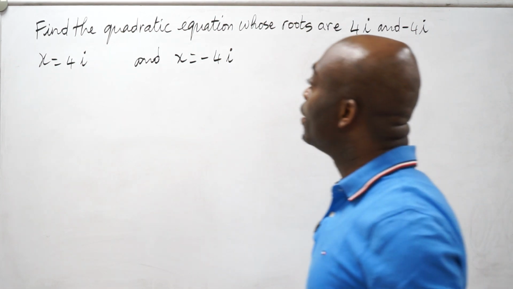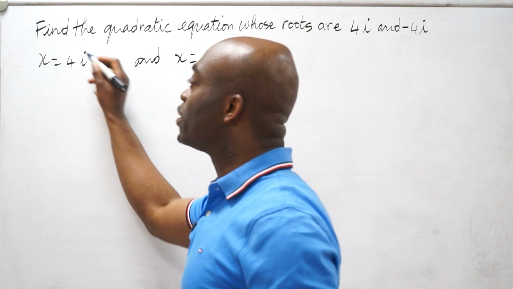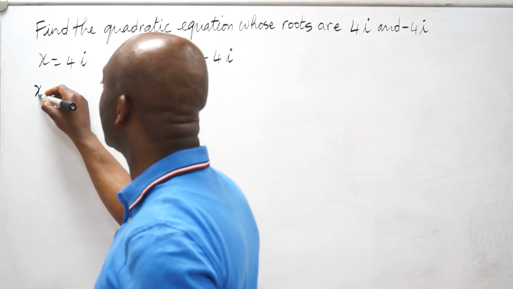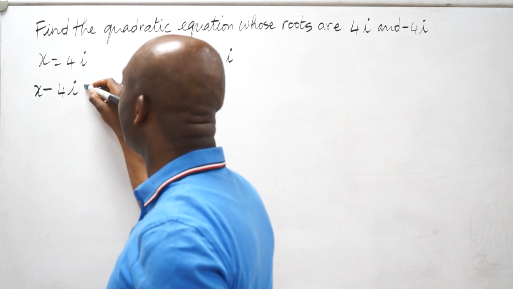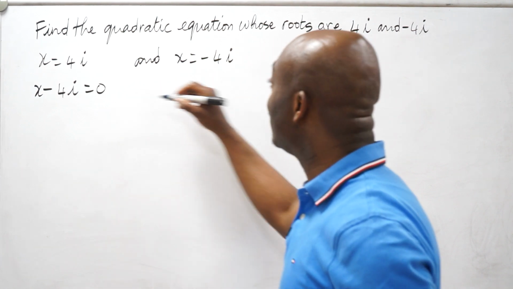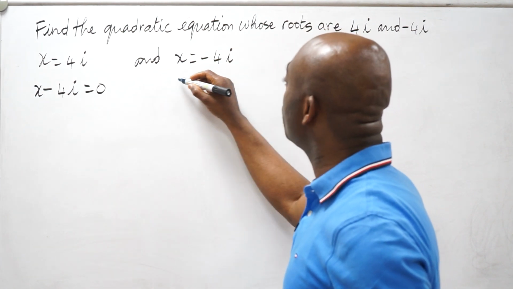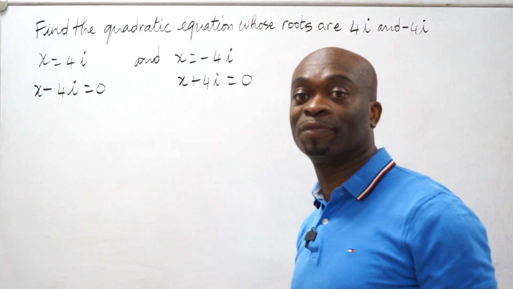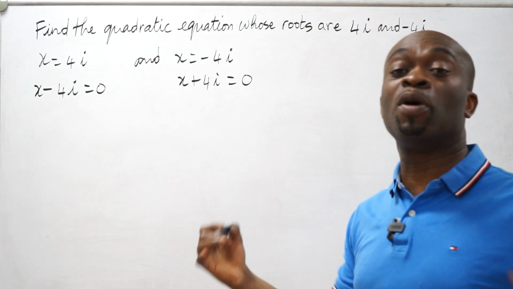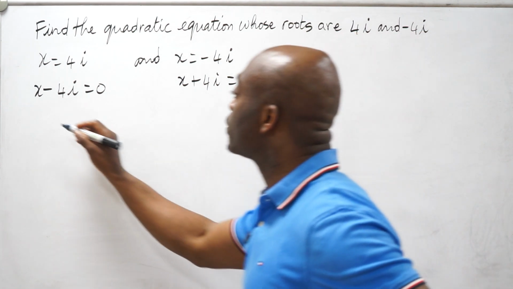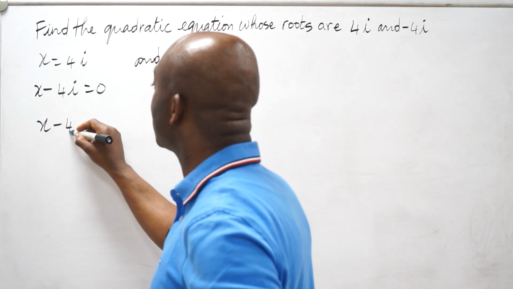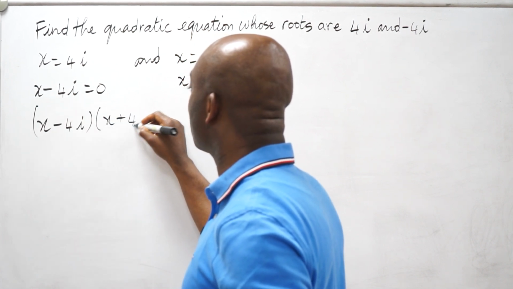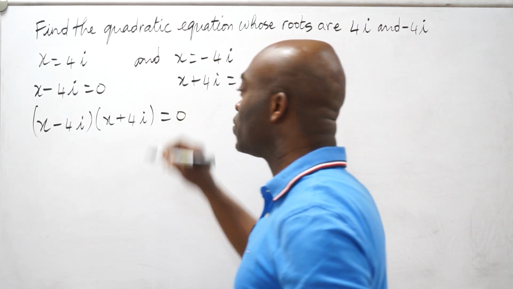All right? Then what we're going to do now is rewrite this equation by taking the 4i to the left side. That will give us x minus 4i equals 0. And then for this one here, it's going to be x plus 4i equals 0. All right? Then now what we're going to do is multiply the two of them together. So that will give us x minus 4i times x plus 4i equals 0.